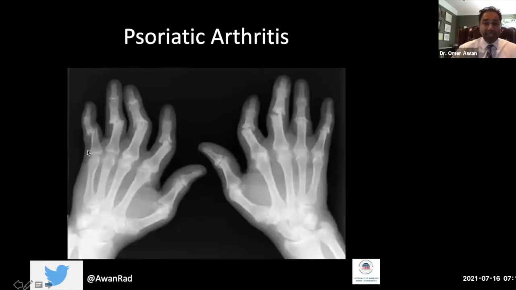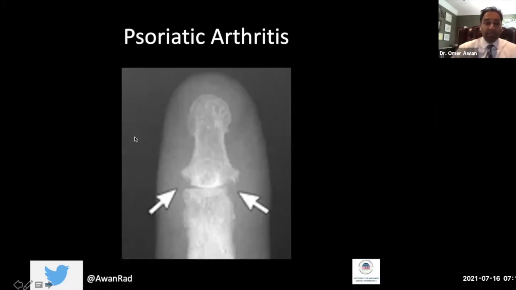So here, this is a nice example of what a pencil-in-cup deformity would be. You have saucerization of one bone telescoped into another bone. You have central and marginal erosions. You have soft tissue swelling and subluxations here, all findings of psoriatic arthritis.